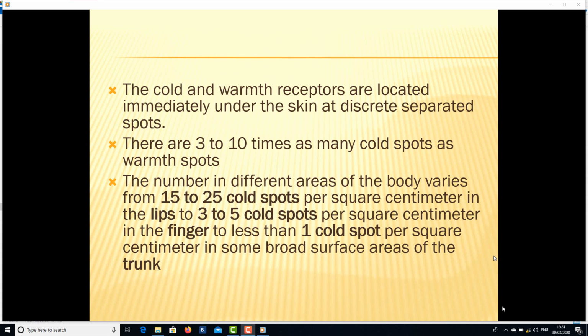We have quite few in the broad surface areas of our body, like the back and trunk, where we have about one cold spot. So you can see that in the areas where precision is required, we have a high number of cold spots, like 15 to 25 per square centimeter in the lips and 3 to 5 in the finger, and where precision or accuracy is not very important, such as the trunk or back, we have only one.